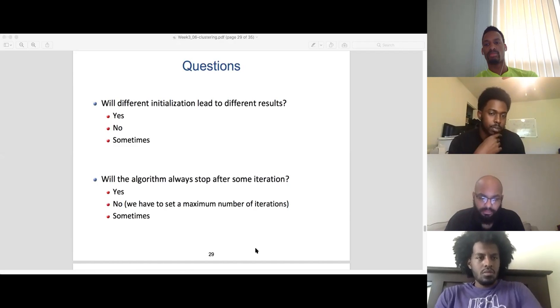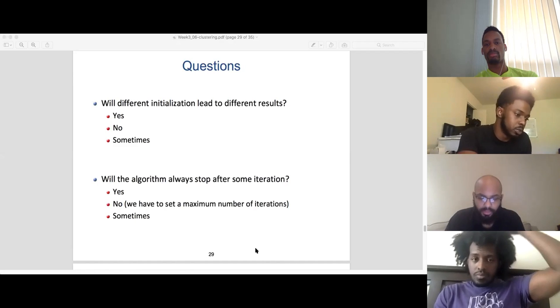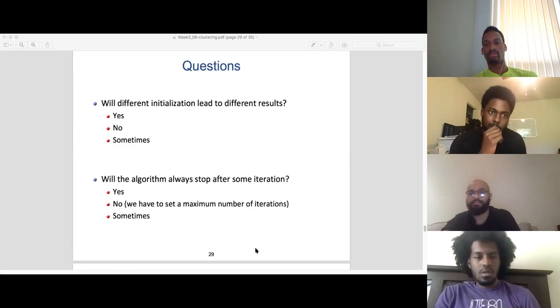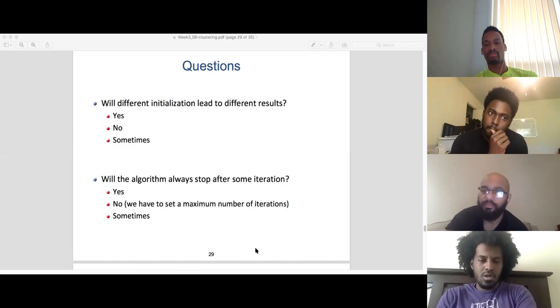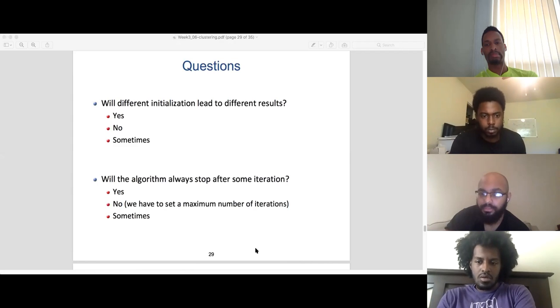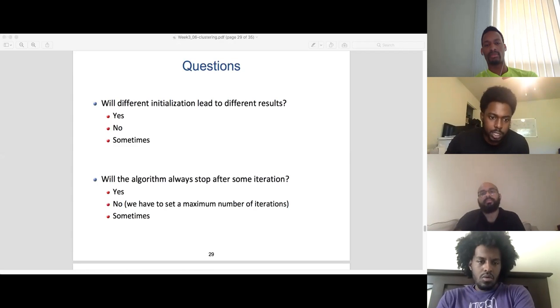All right, Bam, will different initialization lead to different results? My intuition says no. Only because regardless of where you end up putting it, you'll always converge to the natural clustering. Okay, why don't we test that?